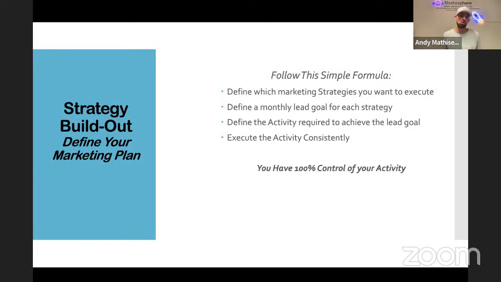So you have control over this process. Define the marketing strategies you want to execute. Define a lead goal for your strategy. Define the activity that you require yourself to do in order to achieve that lead goal, and just execute. And just know that you have control over this.